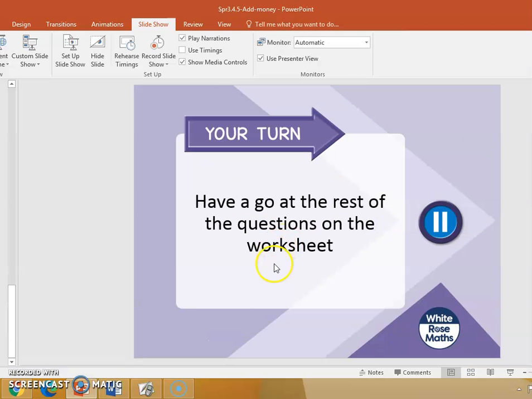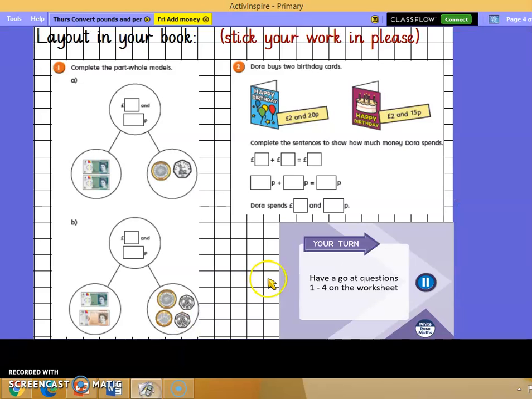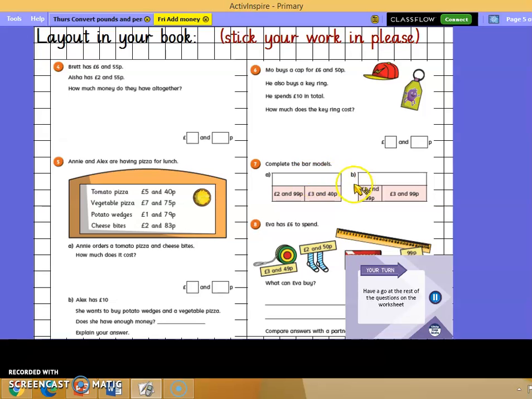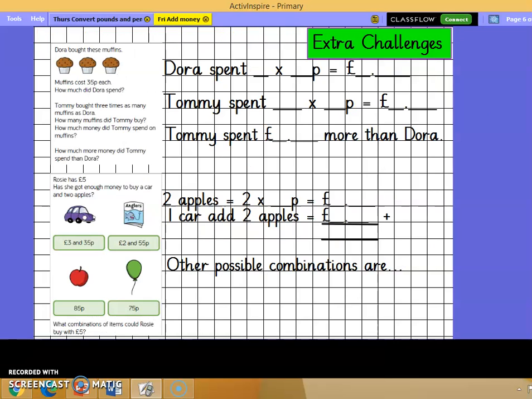I'd like you now to have a go at the rest of the questions on the worksheet. Again, stick your work in neatly and do any working out carefully in the squares in your book and put the answer back on the sheet. For extra challenges, here's your extra challenges today.